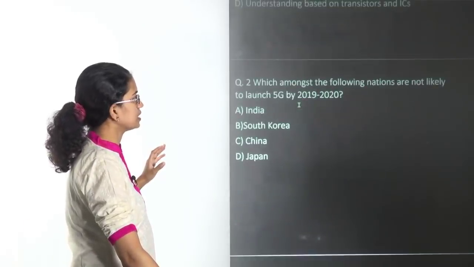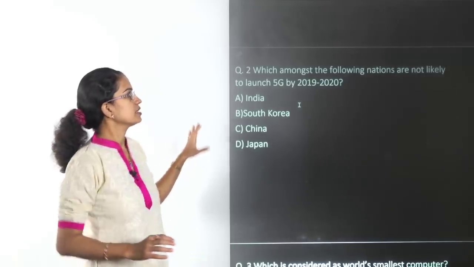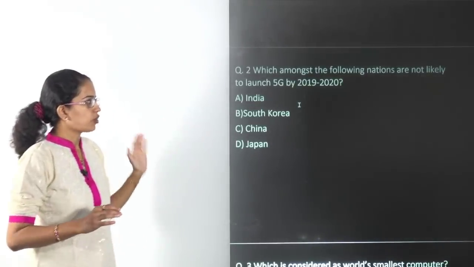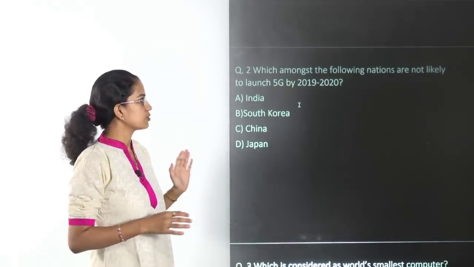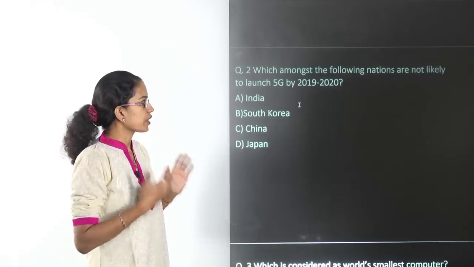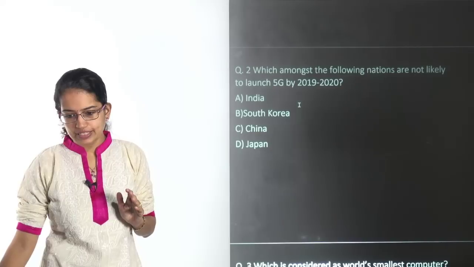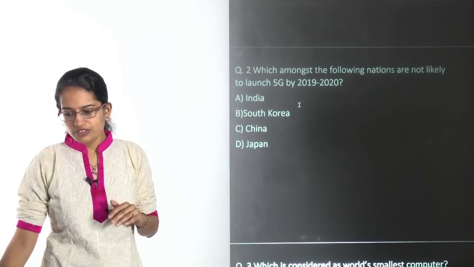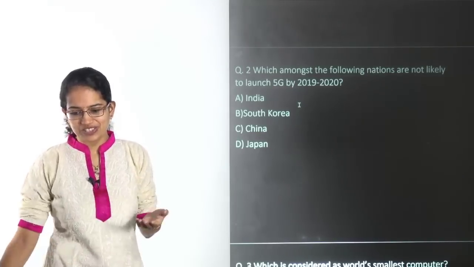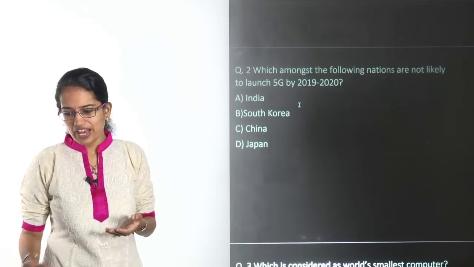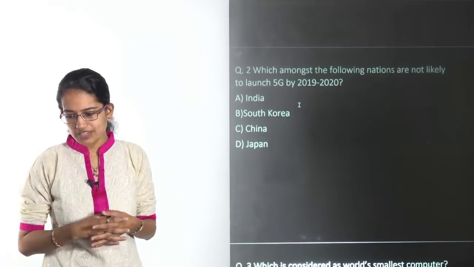The next question is a very important question. Which amongst the following nations are not likely to launch 5G by 2019-2020? Question number two, looking for correct answers. So two answers are already no. So now you have lesser choice left. So I believe you would have more answers that would be available there.